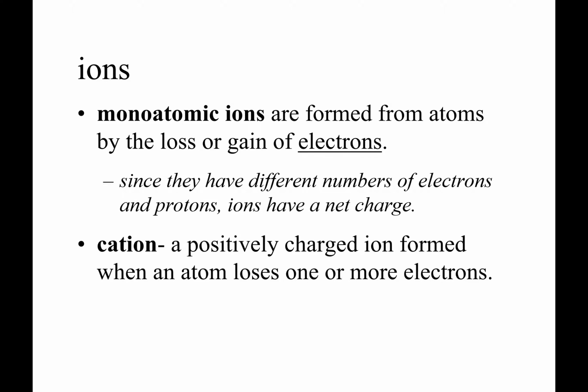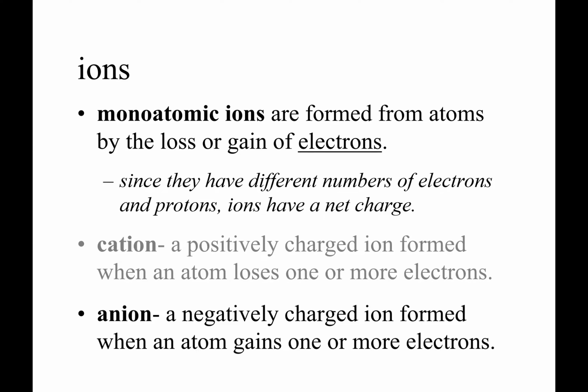Okay? And we said that the metals will lose an electron or 2 or 3 to become positively charged cations. We said the nonmetals will pick up an electron, 2 or 3, to get an octet, and they'll be called anions. Negatively charged anions.